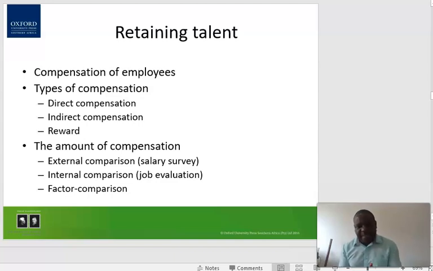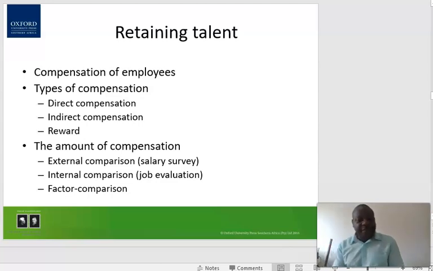So direct compensation comes in the form of wages and salaries. Then indirect compensation can come in the form of leave benefits, insurance benefits, car benefits, housing benefits. Then in terms of reward, examples of rewards may be in the form of bonuses, salary increases, cost of living adjustments. Then there are also paid holidays for people to just go and enjoy themselves somewhere else.